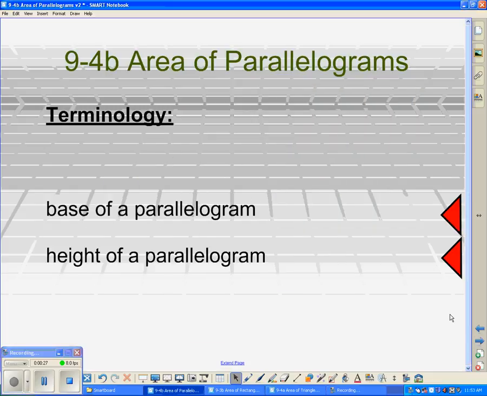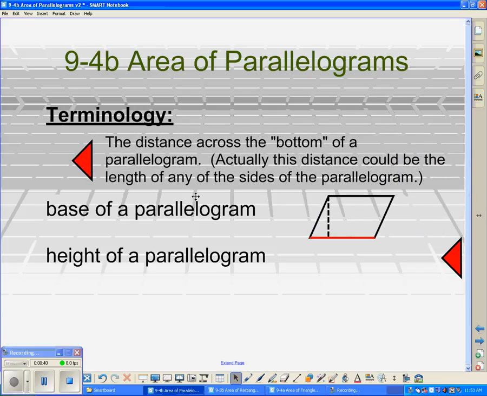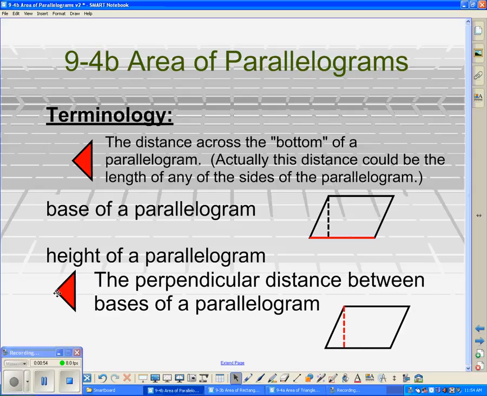So what are we going to do? Well, the first thing we're going to do is look at two new terms. These two new terms need to be recorded with definitions in the vocab section of your binder. The first of those is base of a parallelogram. The base of a parallelogram is the distance across the bottom of a parallelogram. Actually, this distance could be the length of any of the sides of a parallelogram. Now the real key with the base of a parallelogram, just as the base of a triangle, is that the base and the height must be perpendicular.